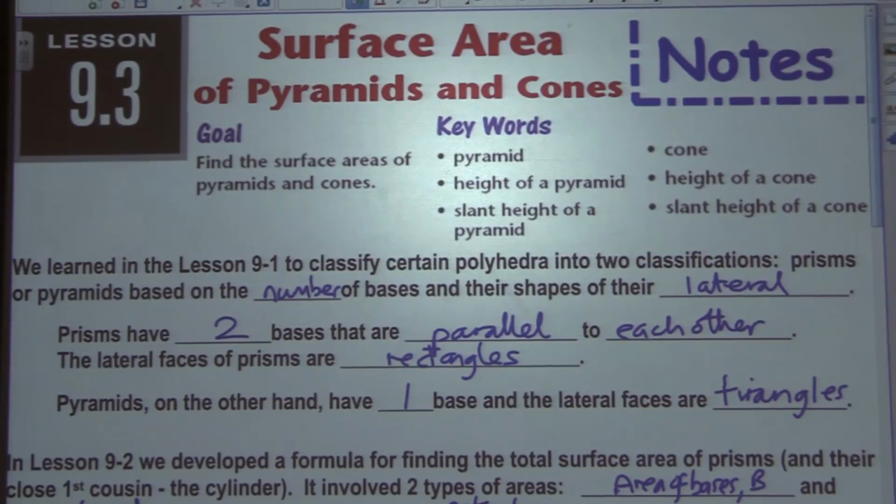Hey guys, so last Tuesday you did lesson 9.2 with me. This is 9.3, surface area of pyramids and cones. I'll just give you a chance to write down the words here.